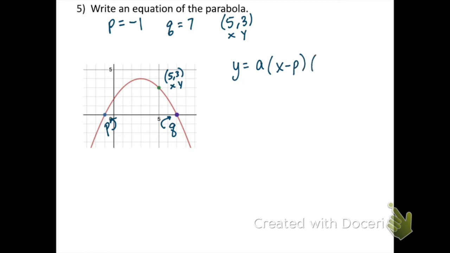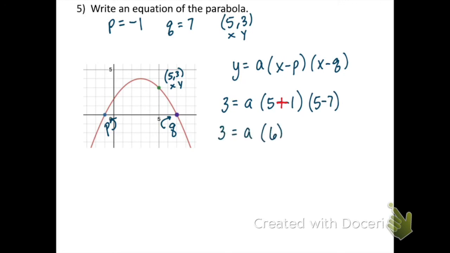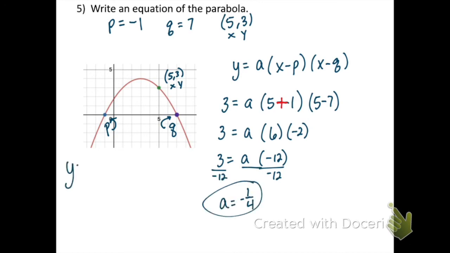Write out our formula in intercept form. Plug in our X, Y, P, and Q. Remember, minus and negative is going to be a plus sign. And solve for A. For A, we get -1/4. So our final answer, once we plug in A, P, and Q, is going to be this equation.